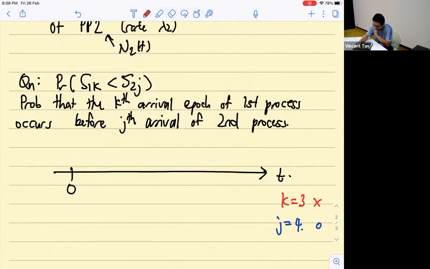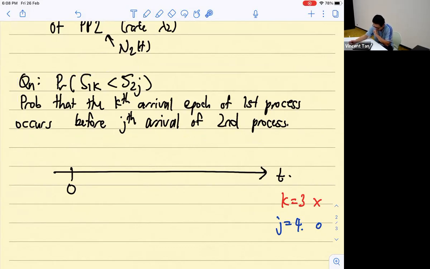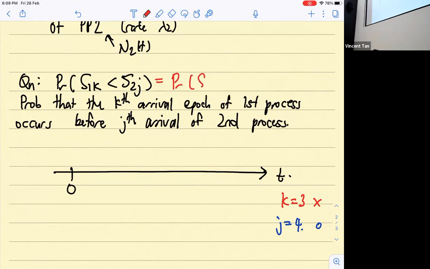Okay, so what is the meaning of this sentence here? All right, the kth arrival, so what is k here? K is 3. All right, so what is the meaning of S1K less than S2J? All right, so let's make this more concrete. This is the probability of S13 less than S24. So let's make this concrete. What must happen for this to happen?